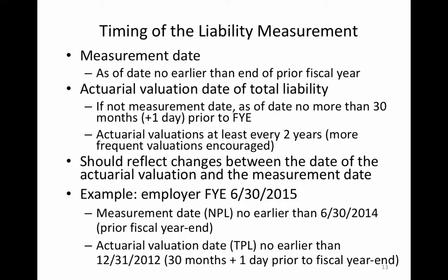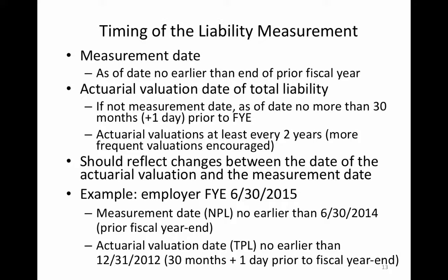And one thing you may see as you look at CAFRs is that a lot of governments are labeling it as 2014 because that's when they measured. That was the date as of which it was measured, but it actually is the amount of the liability that's reported in the financial statements for June 30th, 2015. So it is 2015's liability.